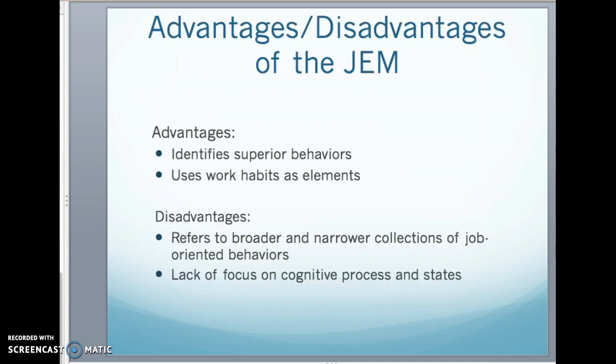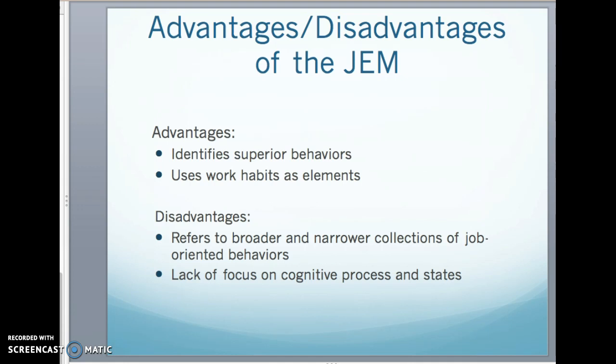Some of the advantages of the job element method of analysis is that it uses worker habits as elements. This can include items such as willingness to take on extra work or willingness to ensure the job is done perfectly the first time. This is an advantage because it gives the organization the knowledge that the person that they hired has these positive attributes.